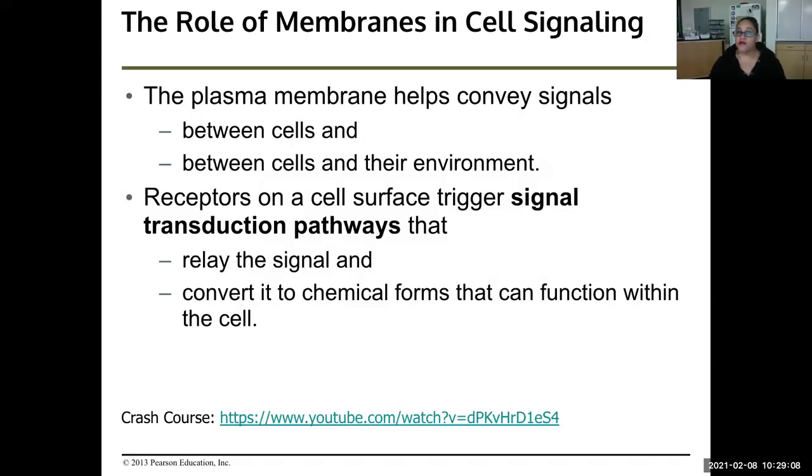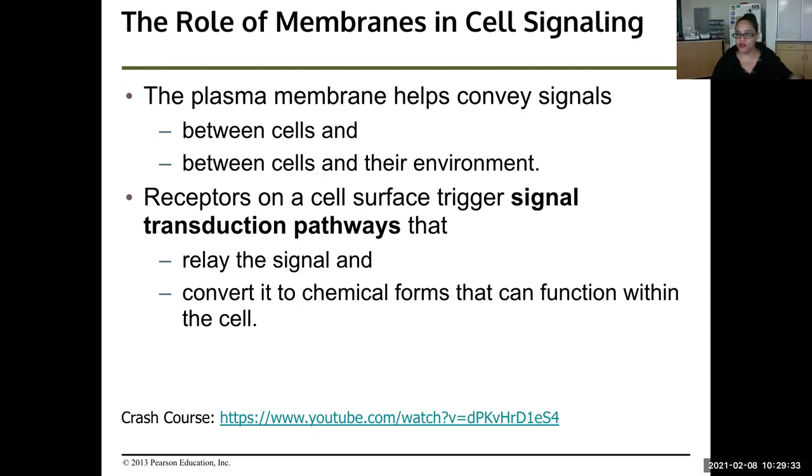Cell signaling. The plasma membrane helps convey signals between cells and then between cells and their environment. Our cells are constantly talking to each other. They have to make our bodies function properly. Receptors on a cell surface trigger signal transduction pathways that will relay the signal and convert it to chemical forms that can function within the cell.